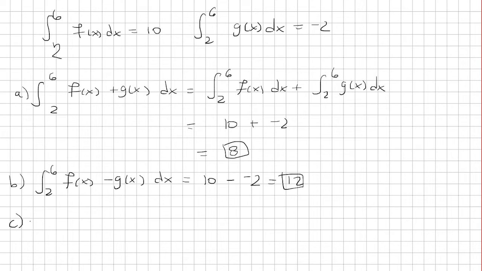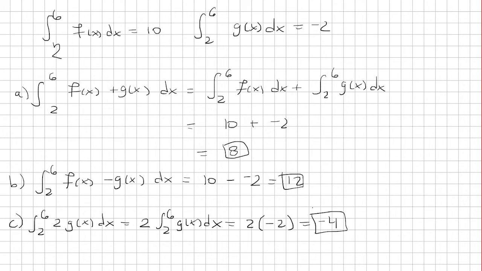For C, we have the integral from 2 to 6 of 2 times g of x. Because 2 is a constant, I can factor that out. And so this is equal to 2 times the integral, which is -2. So my answer is -4.